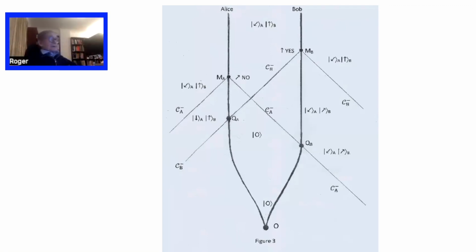This is a Bohm version of an Einstein-Podolsky-Rosen, or EPR, experiment. When I say a Bohm version, it's about a spin-half particle, or two spin-half particles. Time is going up the picture, so we have a classical picture of time going up the picture. And there's Alice and Bob. Alice is represented by the left-hand line, and the right-hand vertical line is Bob. They're at the same place originally.